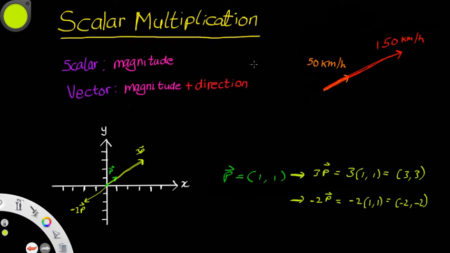Okay, so that's really all scalar multiplication is all about. In summary, it's just taking the vector and multiplying its magnitude with a scalar. All right, hope you guys got the concepts of scalar multiplication, and thank you for watching.